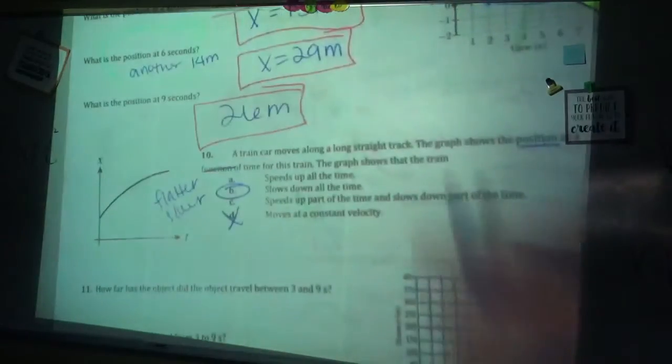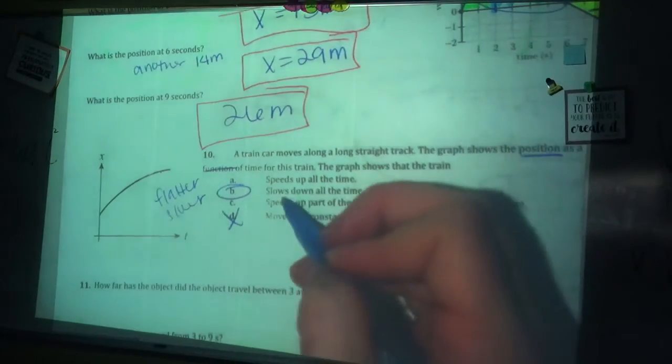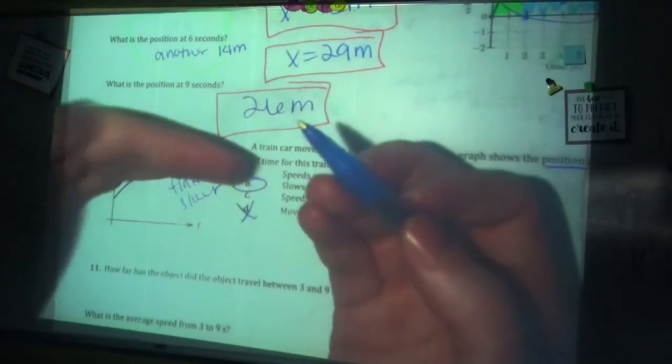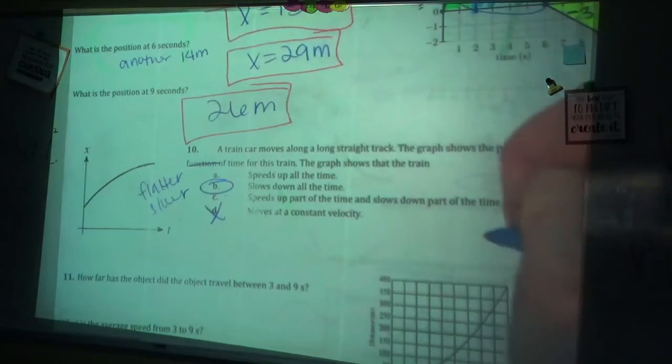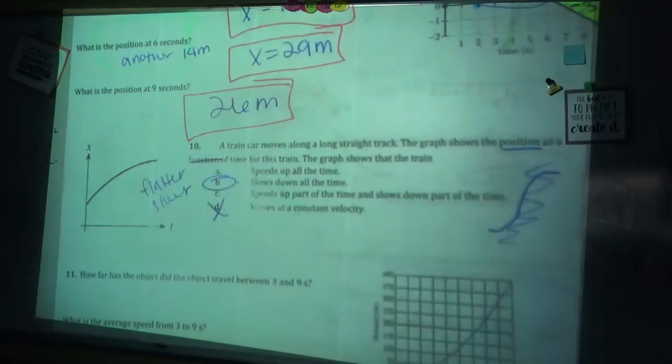A lot of people that miss this put C, because they said speed up and then slow down. If it was speeding up, it would get steeper. At no point does it get steeper. It's constantly getting flatter. If it was getting steeper and then flatter, it would look something like this. So getting steeper here, and then it turns and gets flatter, but that's not what happens, so it's B, slows down the whole time.